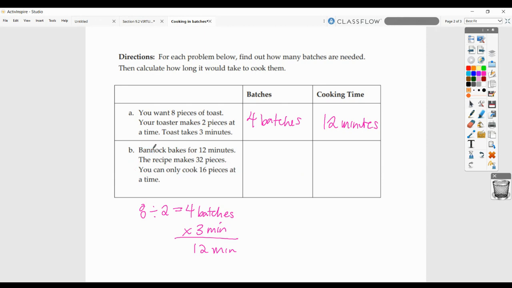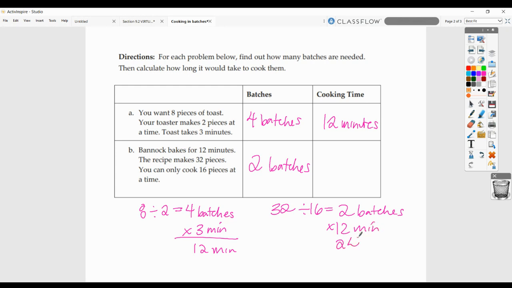Next one. Banana bread bakes for 12 minutes. The recipe makes 32 pieces total, but you can only cook 16 pieces at a time. So the total is 32 pieces. I divide it by 16 pieces per batch. That's 2. I'm going to have to do 2 batches. And then I'm going to multiply that by 12 minutes. It's 12 minutes per batch.